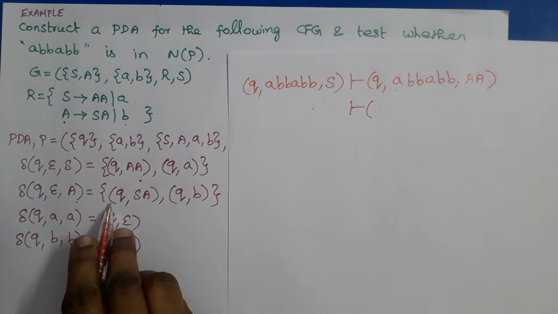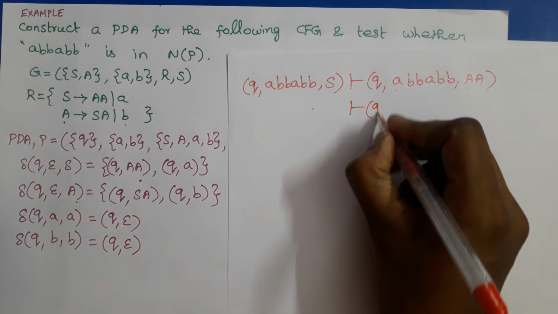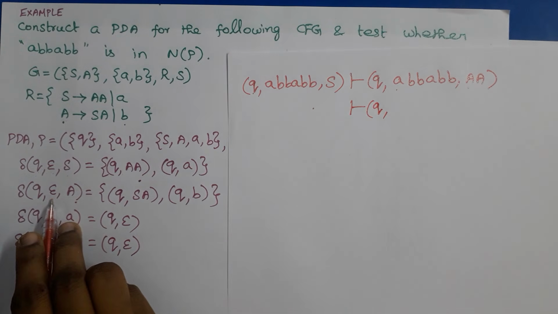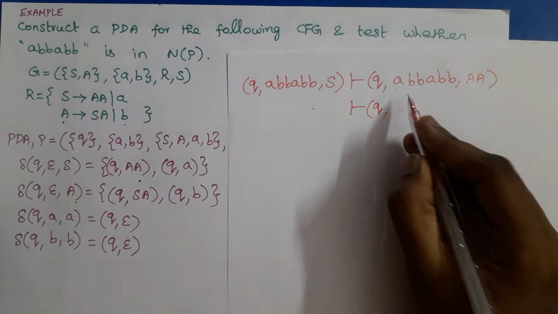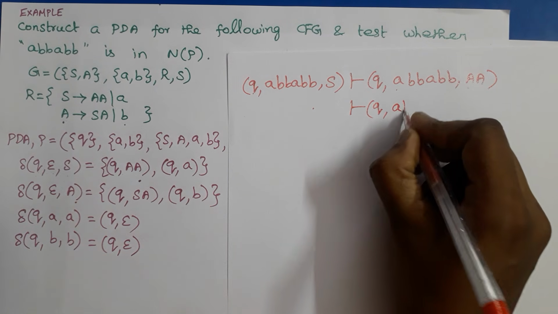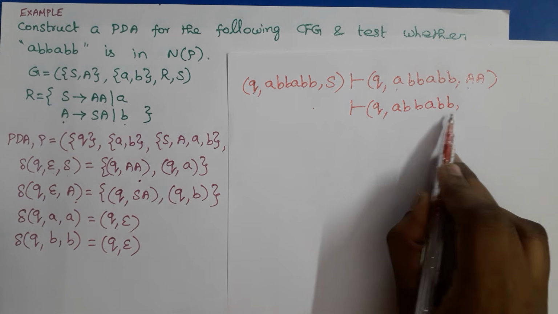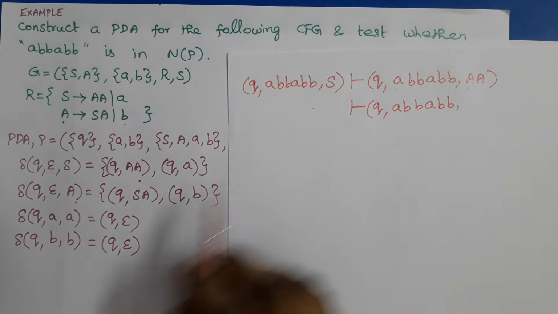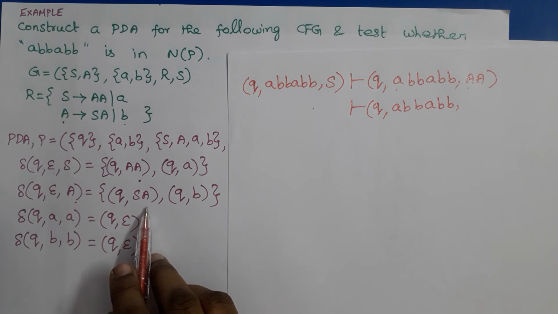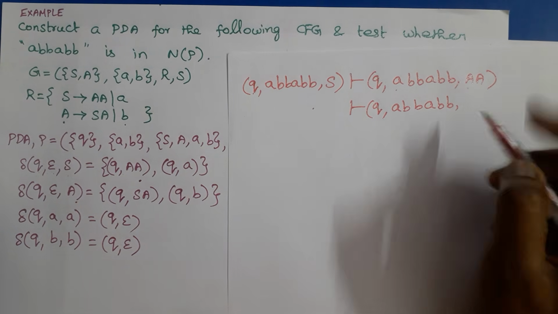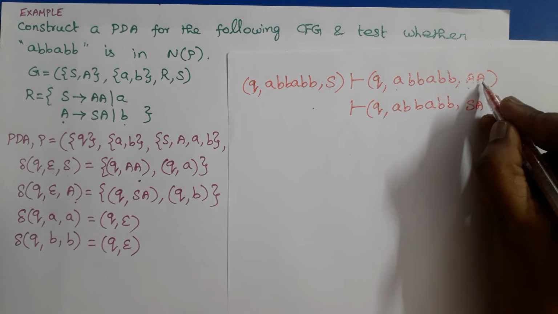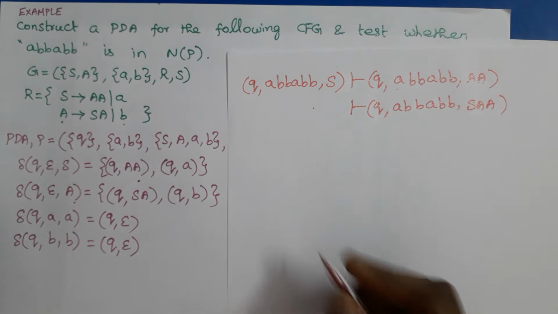So Q is the next state. Input symbol is epsilon here, so input is considered as epsilon. So don't remove any symbol from the input. Now the remaining input string is ABB, ABB. And the top of the stack A is replaced by SA. This A is replaced by SA and no change in this A, right?